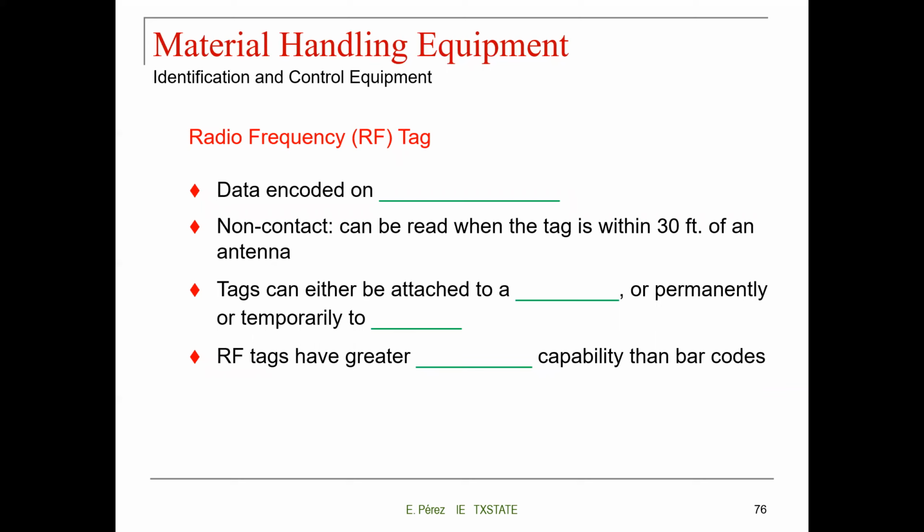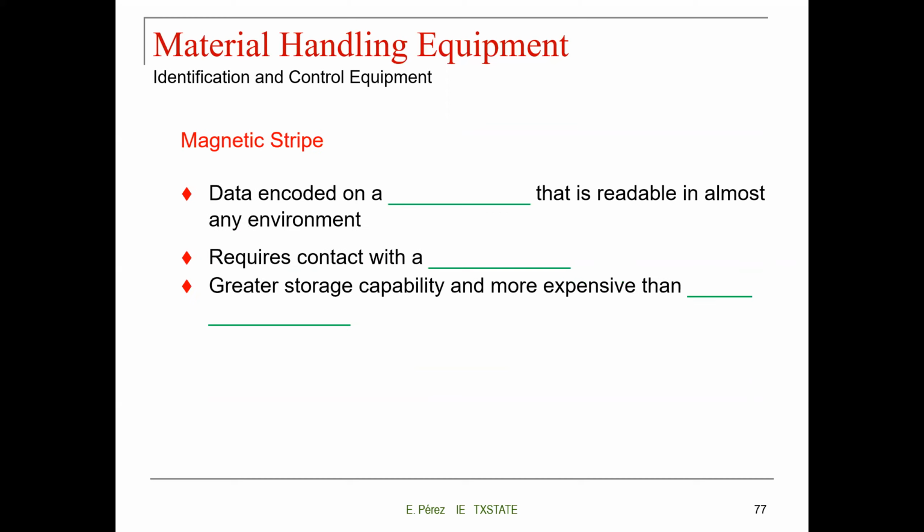The RF tag: data encoded on a chip encasing a tag. No contact is needed; it can be read when the tag is within 30 feet of an antenna. Tags can be attached to a container, or permanently or temporarily to an item. RF tags have greater data storage capability than barcodes.